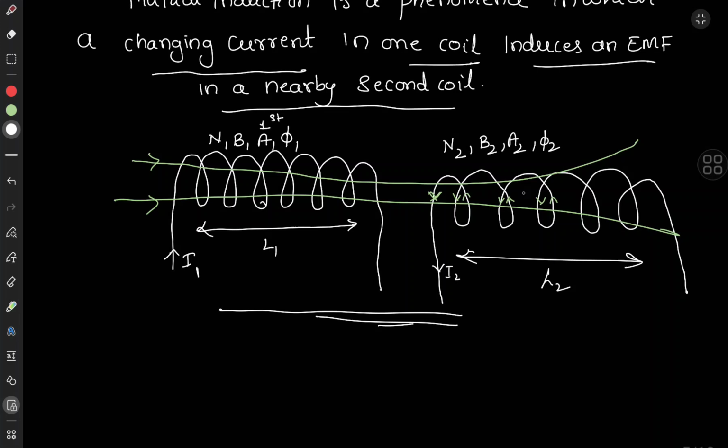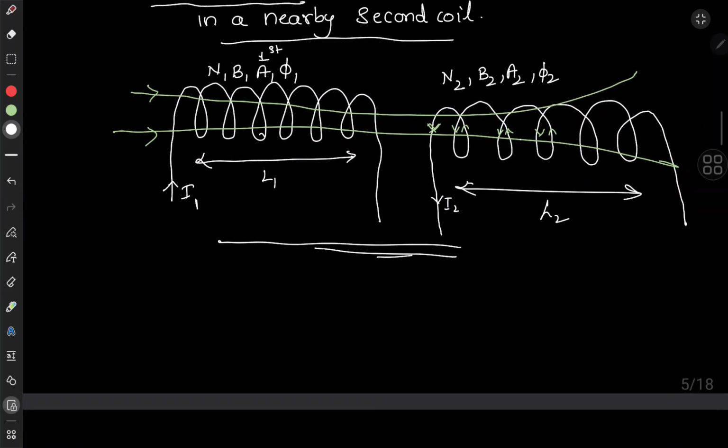That secondary coil's changing flux will induce the EMF in the same coil. That means in this coil, only the EMF will be induced. In the secondary coil only the EMF will be induced. So this is going to be called mutual inductance.